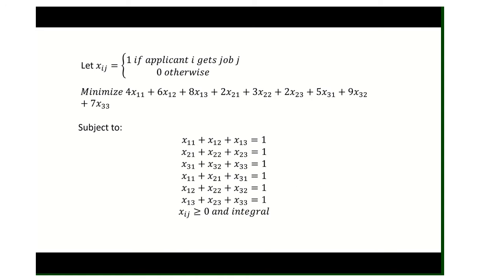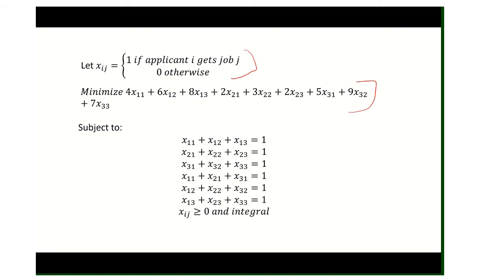This is the linear program for what we want to do. So you can see here that the main variable is a 1 or a 0. So it's either they get the job or they don't. It's binary. So in other words, it's integral and either 0 or 1. We're trying to minimize the cost, which you should be able to put together from our matrix.